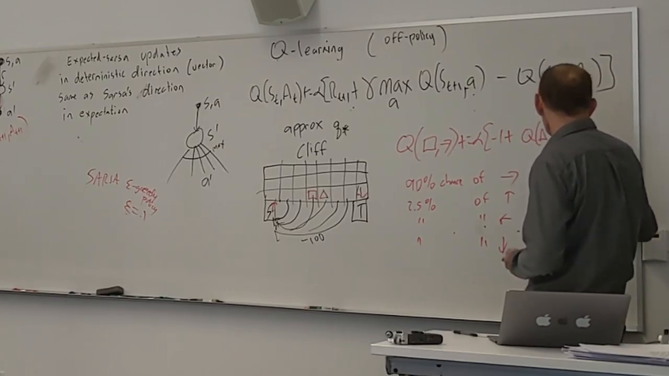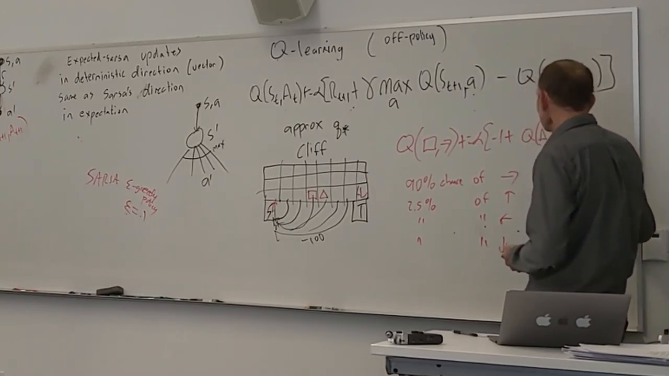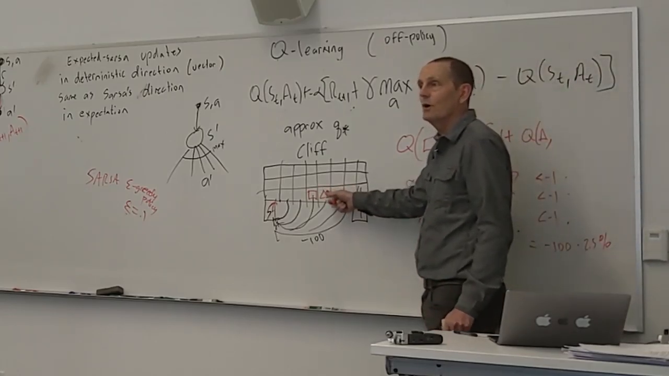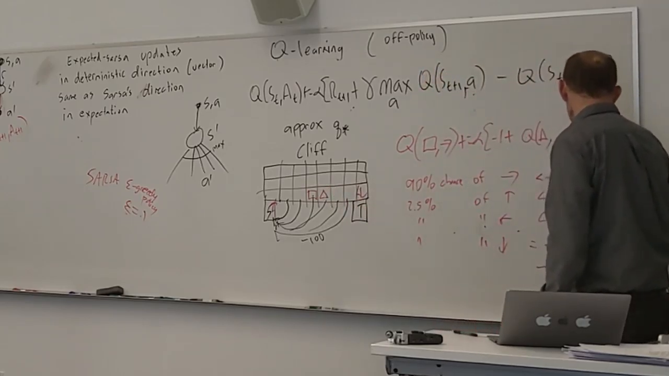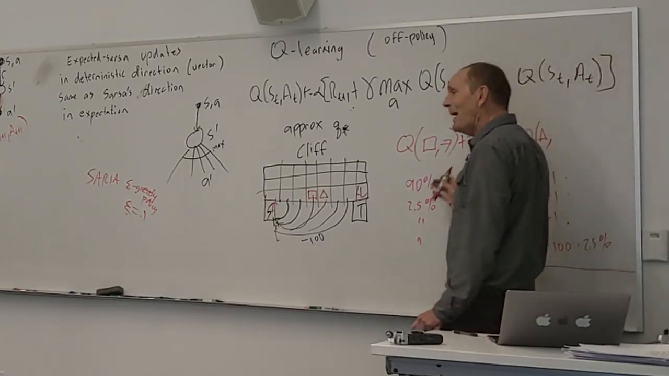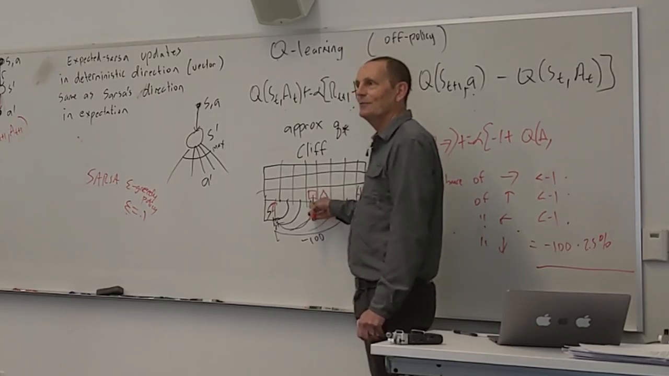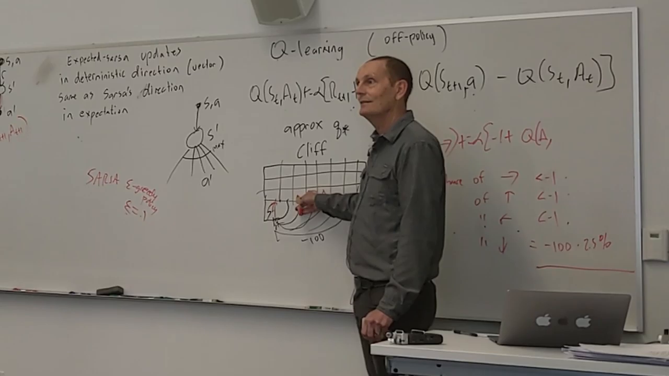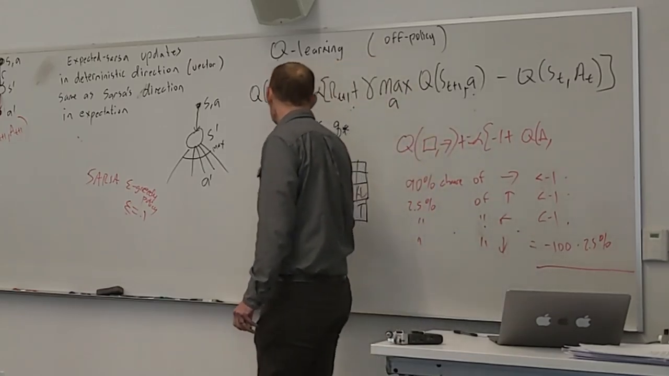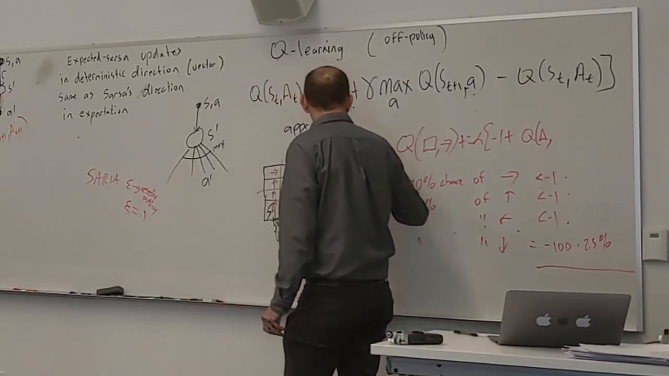But if I go down, I probably already learned that going down from here is not good. It's at best negative 100. So the value of this is negative 100. So 90% of the time I might choose going right, a little bit of the time I'm going to choose going down. If I choose going down, it's going to be really bad. In expectation, it's going to be whatever this weighted sum is, which is negative 100 times 2.5%, and negative 1 times the rest. These are all less than negative 1, because we know it costs us an immediate negative 1 just to move. So this is all going to be not very good.